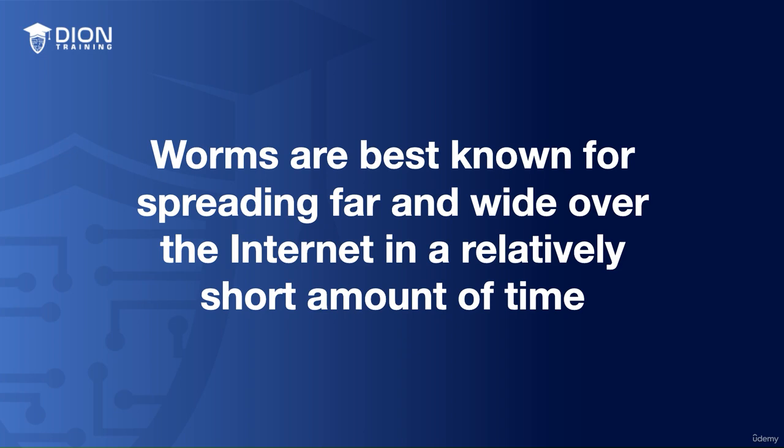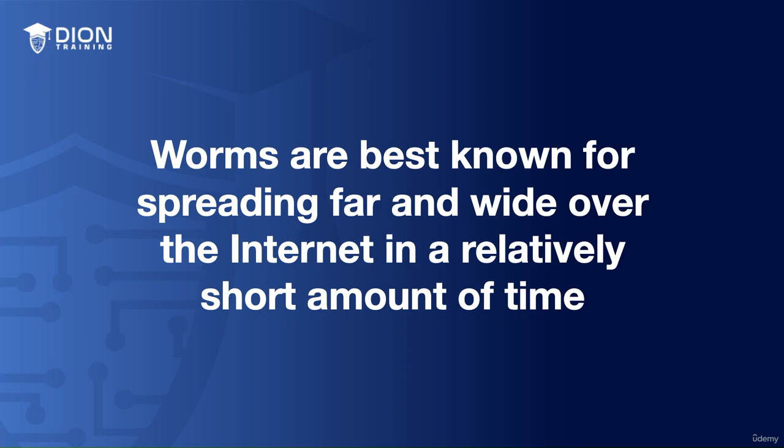Now, worms are best known for spreading far and wide over the internet in a relatively short amount of time. Even as far back as 2001, there was a worm named Nimda, which is basically admin spelled backwards. Now, Nimda was able to propagate against the entire internet in just 22 minutes, which is really impressive, especially because most internet connections back then were extremely slow and relied upon dial-up modems.